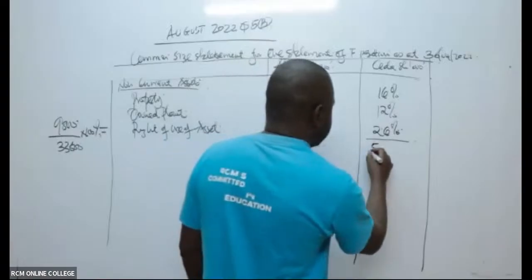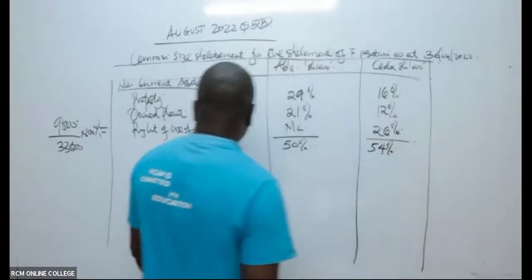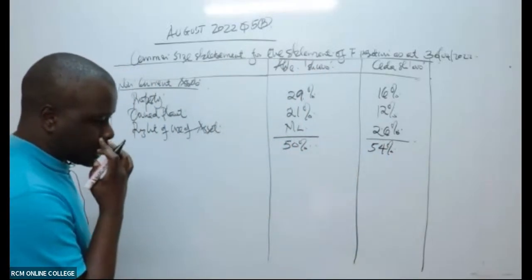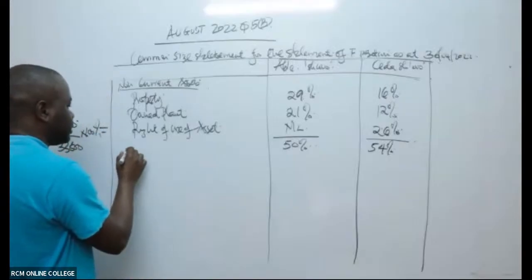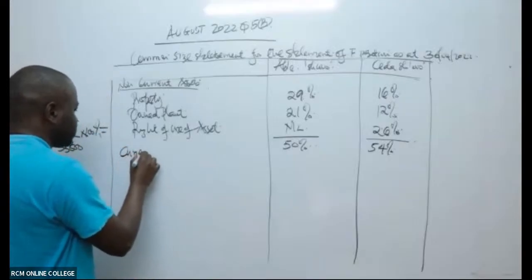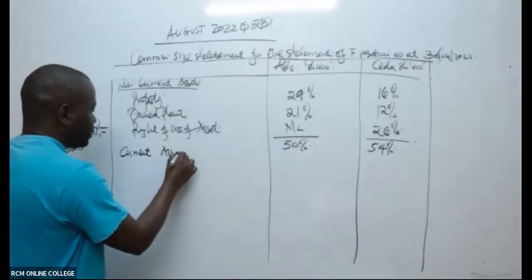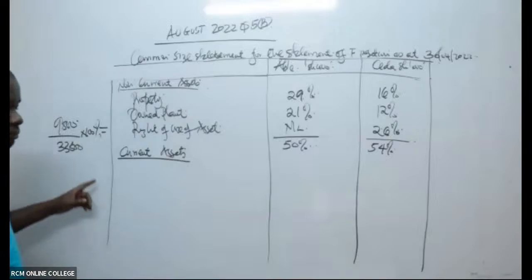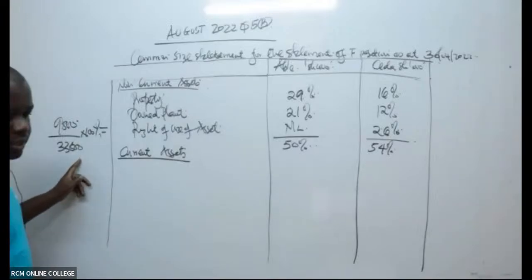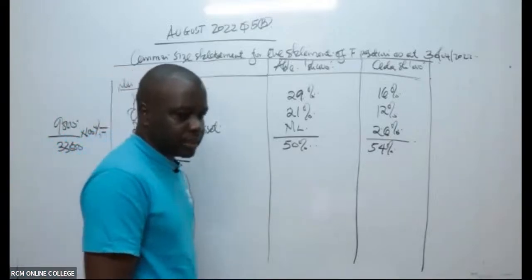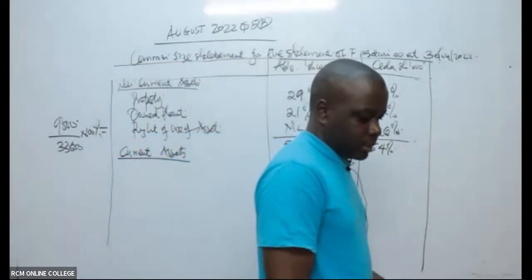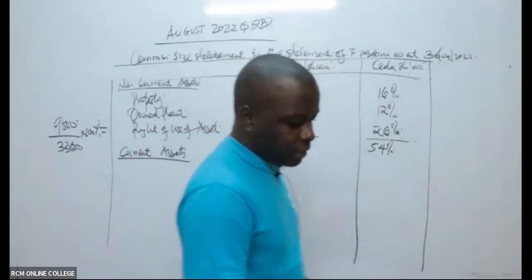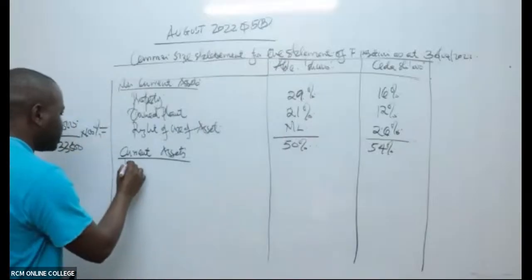So 54%. Now we go to the current assets. Hope you've gotten the concept. So in the current assets, you have inventory. So inventory is which percent?